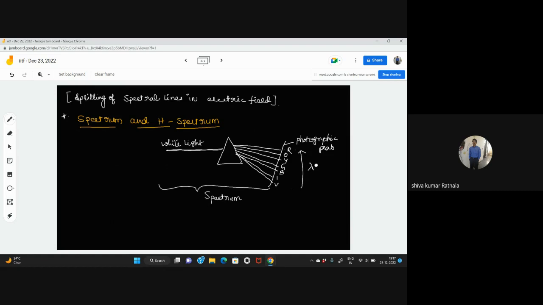So this is what we are calling the spectrum. Simply, when light falls onto the prism, it is dispersed into different colors or different wavelengths. That is what we simply call a spectrum. If we are using the light from an emission source, then we say it is an emission spectrum.